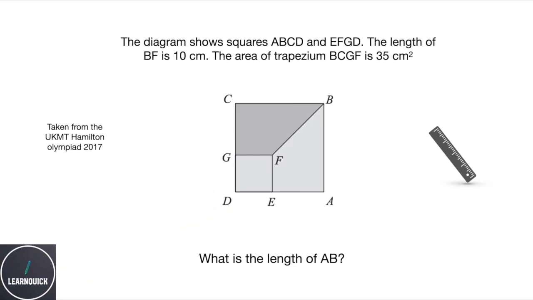The diagram shows squares ABCD and EFGD. The length of BF is 10 cm and the area of trapezium BCGF is 35 cm squared. What is the length of AB? This was taken from the UKMT Hamilton Olympiad 2017. If you would like to give it a try, make sure to pause the video now.